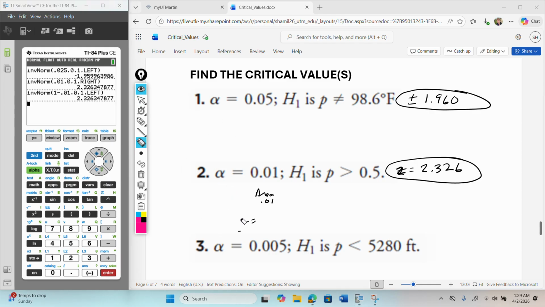Going on to the next one. What happens here? Well, we can see that in our alternative hypothesis, we have a left tail test because the symbol is less than. So we will have a left tail test. We will have one critical value, and it will be a negative z-score because, again, our parameter is a proportion. So I'll draw it up here.